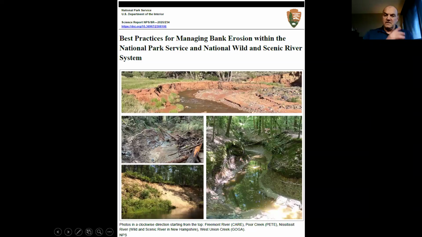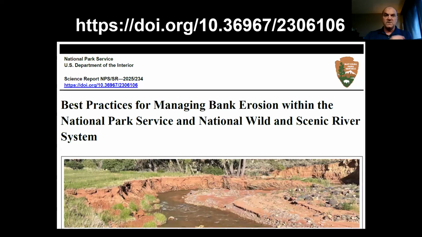This is the cover of the report we will focus on today, Best Practices for Managing Bank Erosion. Zoom in on it here. So this is available online. You can frantically try and write that down, or I'll show it later as well when we're answering questions. But if you want to download the report, that is available free on the National Park Service website.